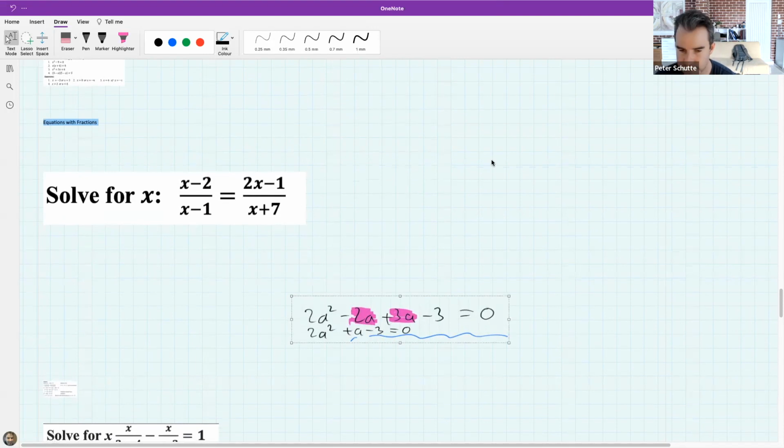It's important that we know how to deal with quadratics that have some fractions in them. Then we have a 3. So what will that be?